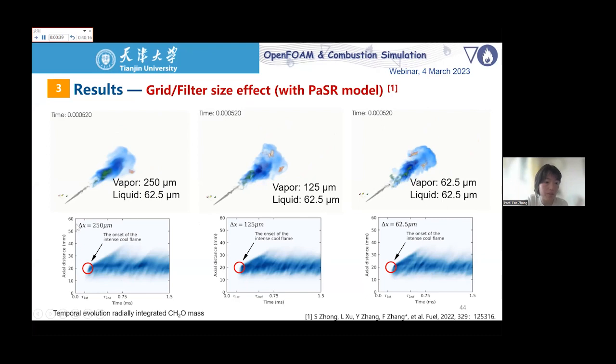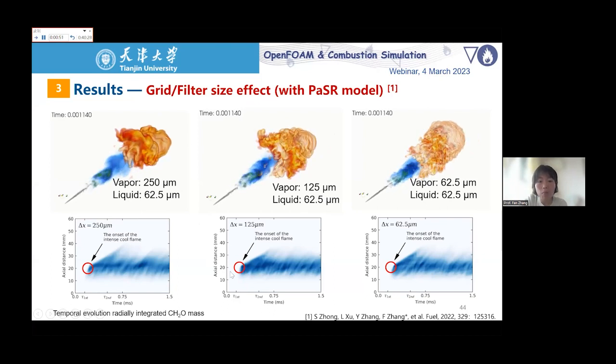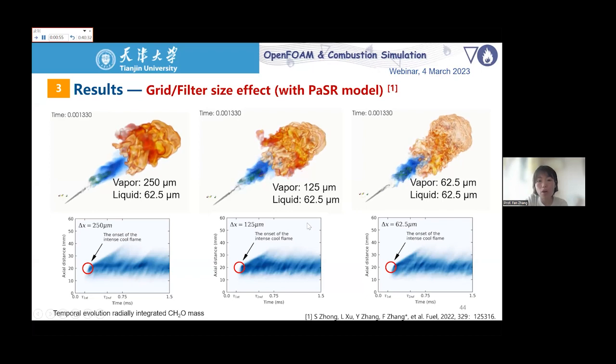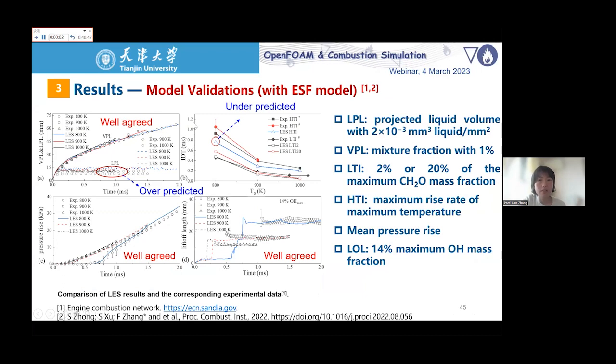At the different axial distances, from the result, we can find that for different vapor grids, it's almost the same in terms of the intense cool flame. So we choose to use the vapor grid size of 125 and the liquid size of 62.5 micrometers. Then we want to validate our ESF model. If we look at the vapor penetration length, it is well captured by the LES result compared with experiments. The liquid penetration length is a little over-predicted.